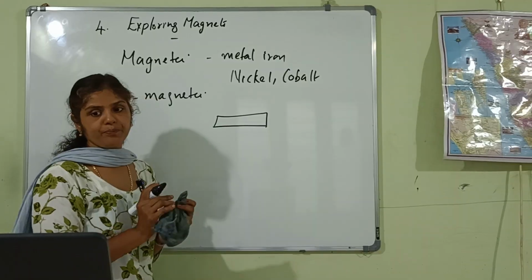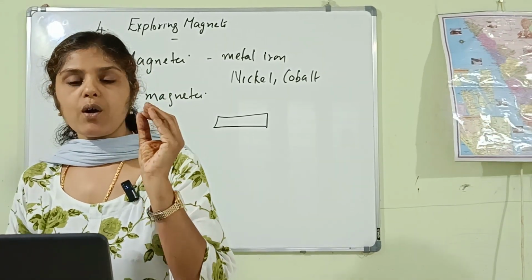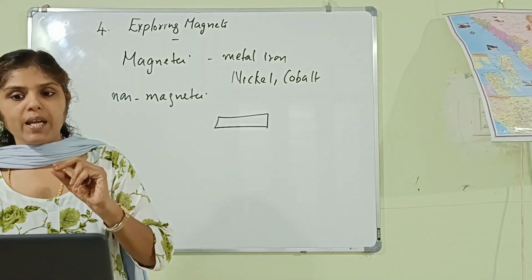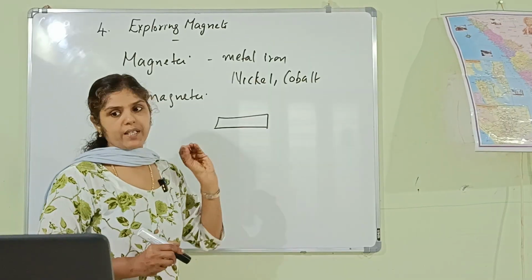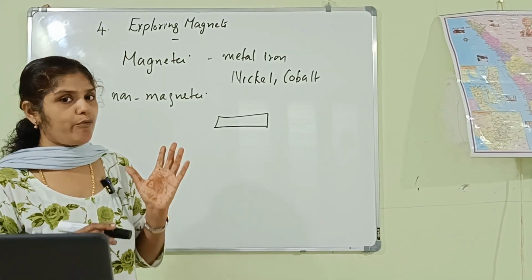This is a bar magnet. Spread some iron filings on a sheet of paper and place a bar magnet near it. What happens? Then tap the paper and observe carefully.